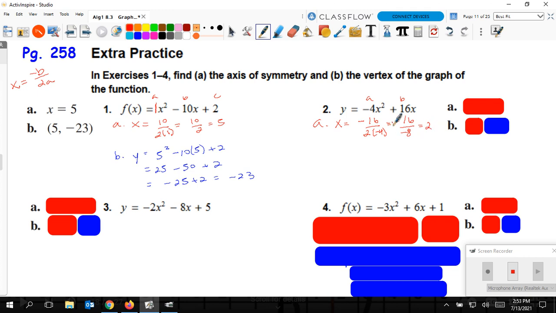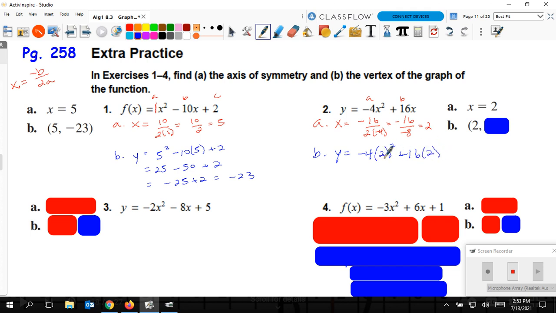So our axis of symmetry is going to be x equals 2, which is also the x-coordinate of the vertex. So when you find the axis of symmetry, you've also found the x-coordinate of the vertex. And now we have to plug 2 into this function to find the y-coordinate for the vertex. So for letter B, y equals -4 times 2 squared, plus 16 times 2.